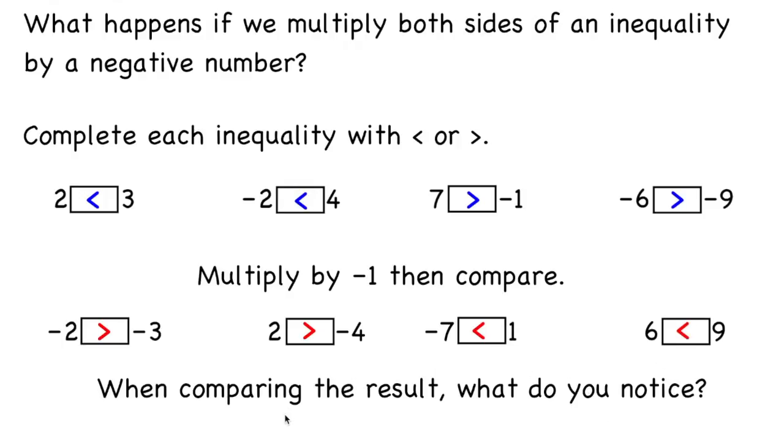Well, let's look at our results. When we compare our results, what do we notice? We started with less than, it switched to greater than. Started with less than, switched to greater than. Started with greater than, switched to less than. Started with greater than, switched to less than. So when we multiplied by -1, all of our inequalities switched direction.